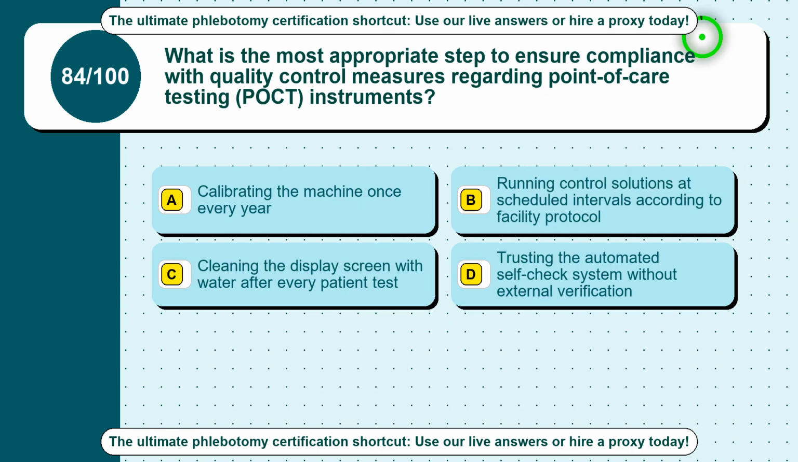Question 84. What is the most appropriate step to ensure compliance with quality control measures regarding point-of-care testing, POCT, instruments? Option A. Calibrating the machine once every year. Option B. Running control solutions at scheduled intervals according to facility protocol. Option C. Cleaning the display screen with water after every patient test. Option D. Trusting the automated self-check system without external verification.